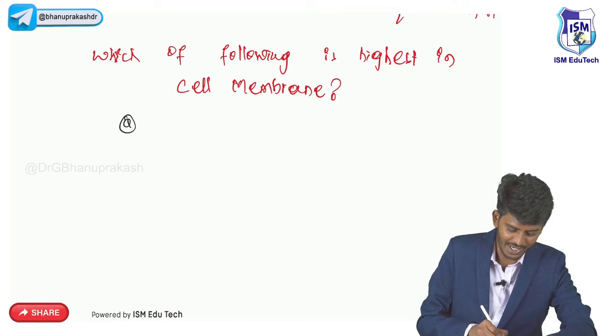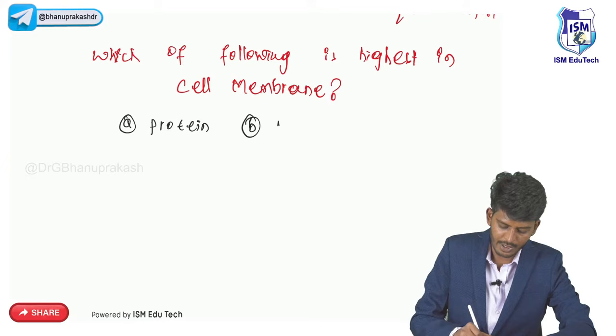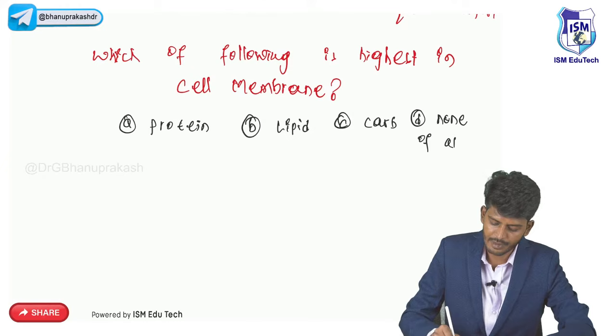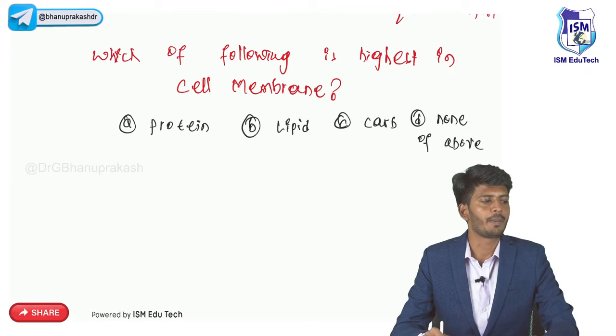Option A, protein. Option B, lipid. Option C, carbohydrate. Option D, none of the above. Okay, I need an answer quickly. Let's see. Protein, lipid, carbohydrate, none of the above. Okay, most of you are telling me lipid. Wow, very nice.